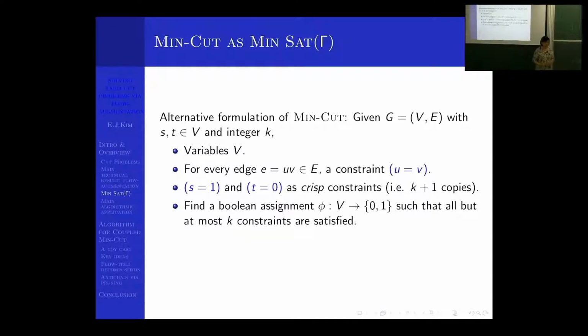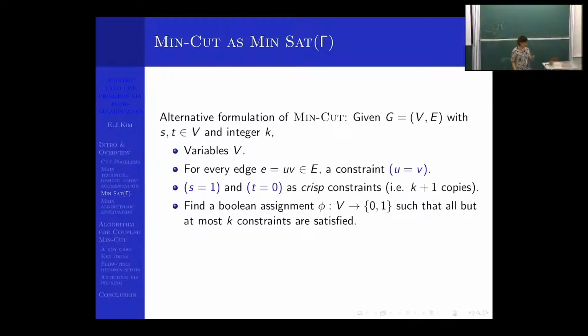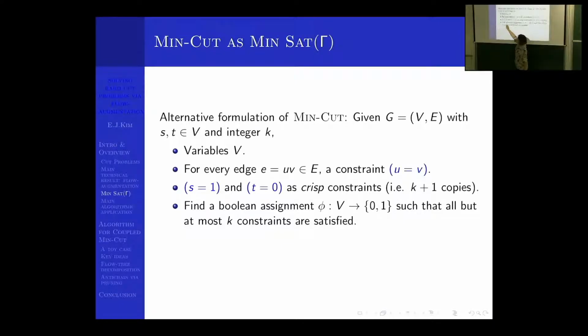You can quickly check that if you make this formula in this particular way, then min cut is a yes instance if and only if this problem is a yes instance, because we make S equal 1 and T equal 0 as crisp constraints. Crisp constraints means that we never want to violate them, and we can enforce this condition by making more than the budget number of copies of each constraint, so it will never be violated.